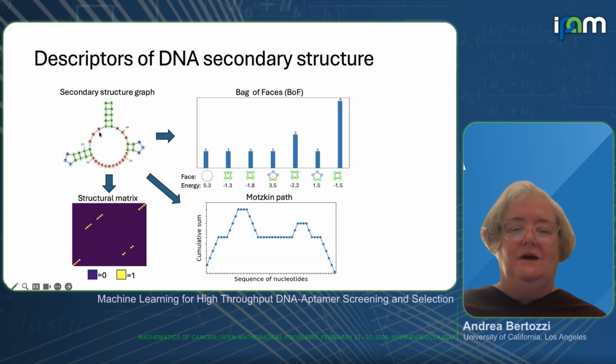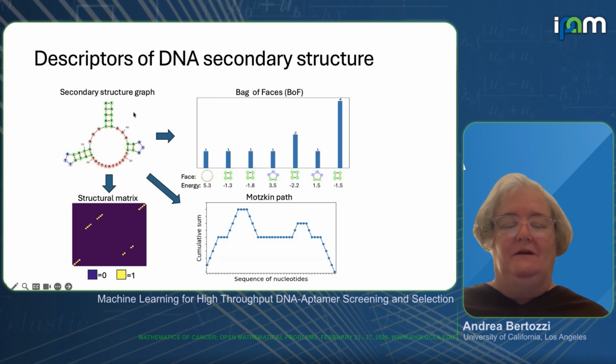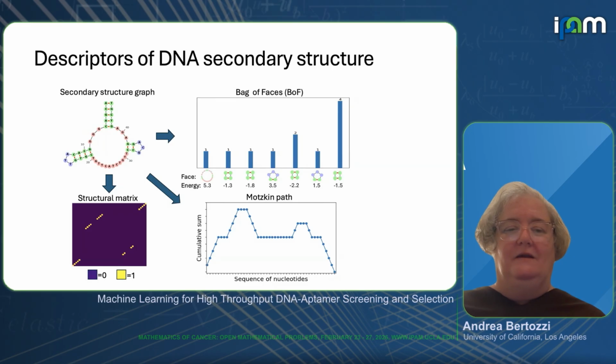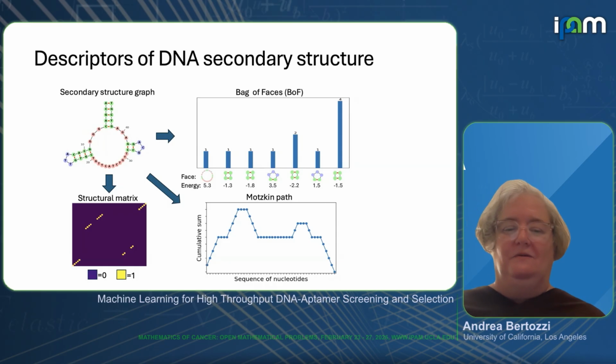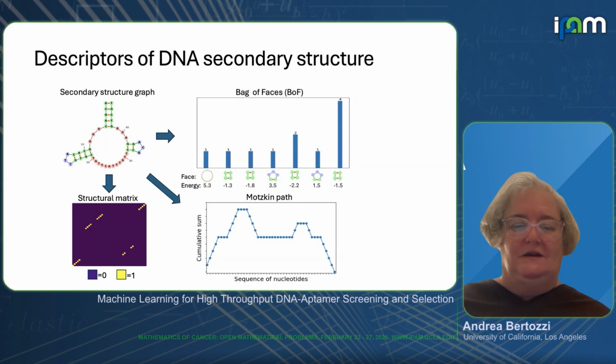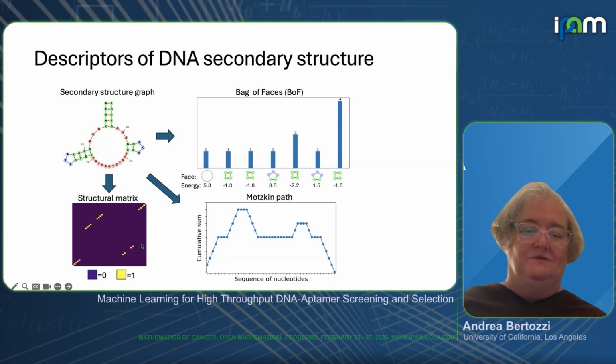Now, for the nucleotides and their order, we can group them according to the faces. We can look at different faces and treat this like topic modeling, like a document that's composed of words from a dictionary, and the dictionary is the faces. So we call this bag of faces. It's an analogy to the bag of words model from natural language processing. So this is basically a natural language processing view of the DNA secondary structure. There's also a structural matrix that you can work with.